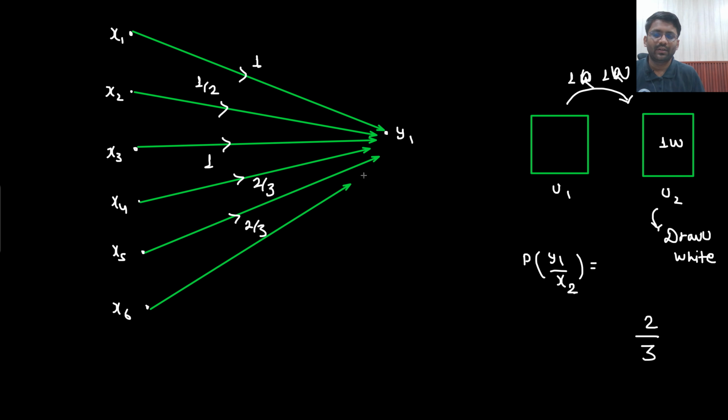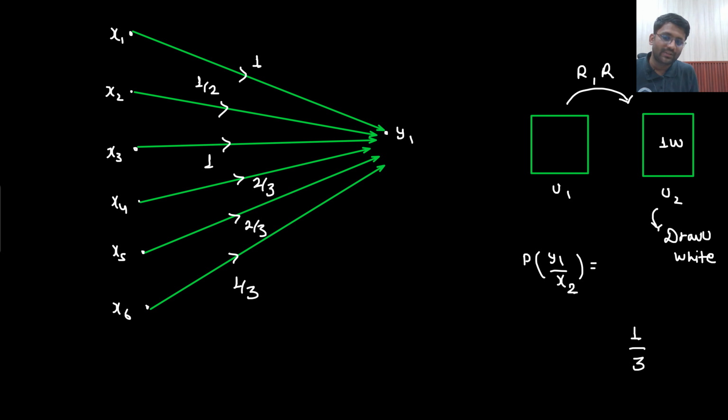What is the probability of getting a white ball given that you are transferring both reds? That means you are transferring both red and red. So total balls are 3. What is the probability of getting a white ball? That will be 1 by 3. So this is the level of this question. This is the way this question has to be solved.